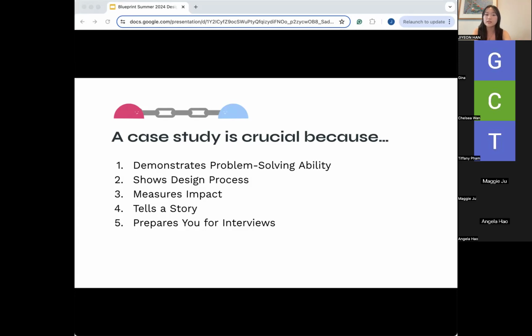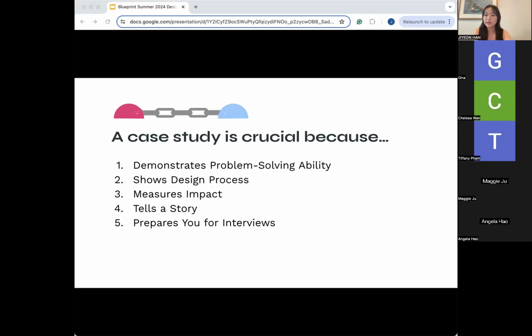And lastly, tell a story. A well-crafted case study narrates your journey as a designer. It helps you communicate your decisions and engage potential employers or clients with a compelling story about your work and its impact. It's really important that you're telling the story since you know the project the best. So you're the only one who can really engage your audience and introduce them to every step of your design process and your design decisions.